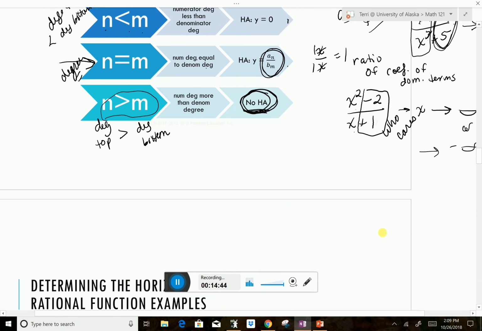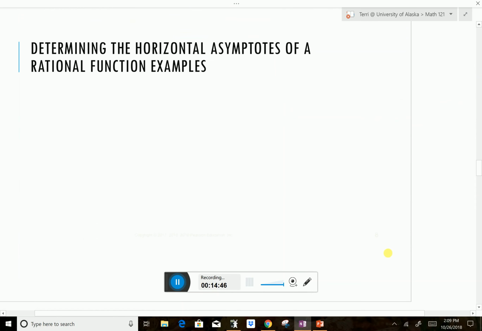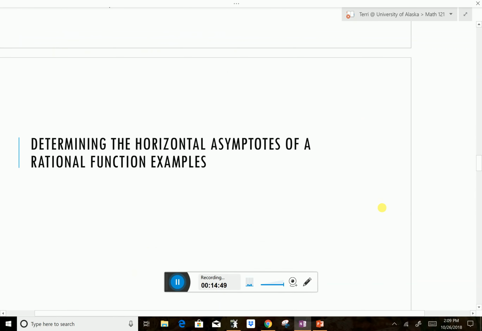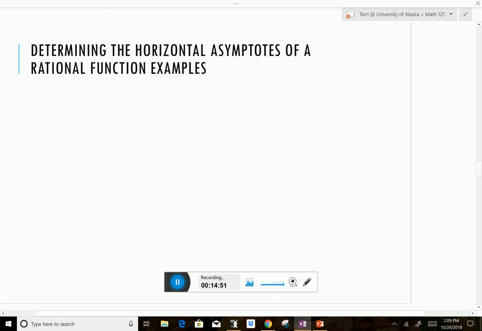Okay, let's do some examples. Oh, I didn't do any. I think I'm supposed to make up my own here. Okay, so let's say f of x equals 3x squared plus 2x minus 1 over 2x squared plus 3. What is the horizontal asymptote of this equation?